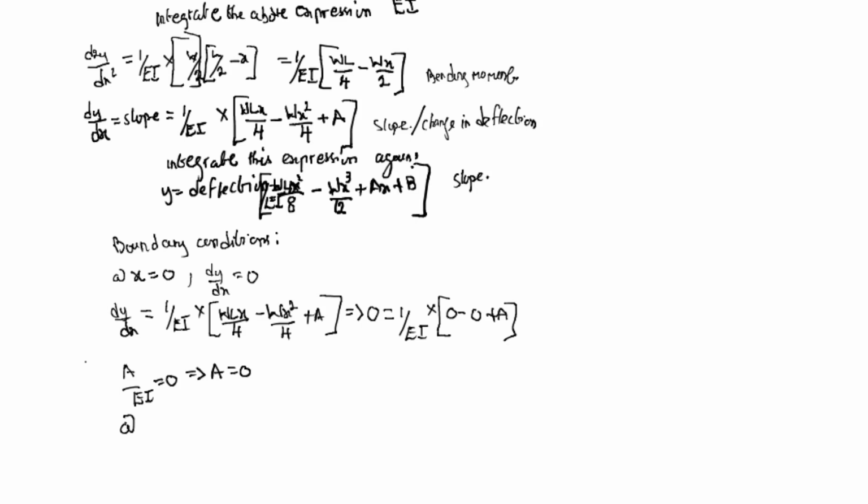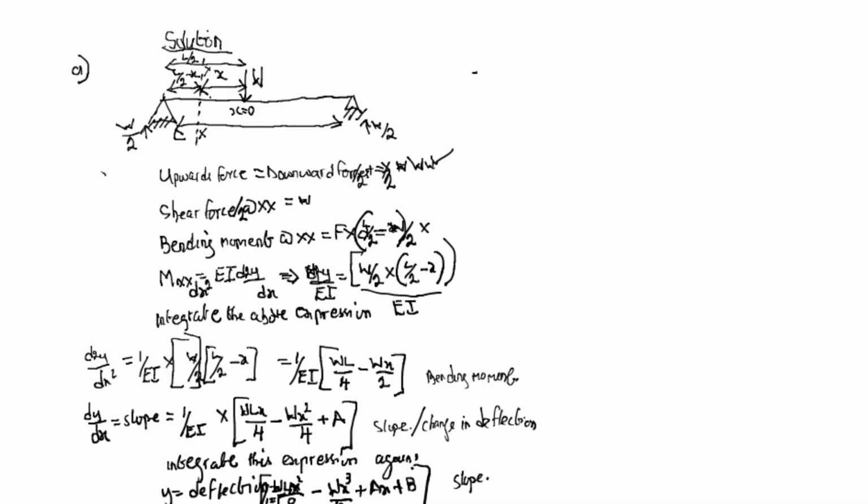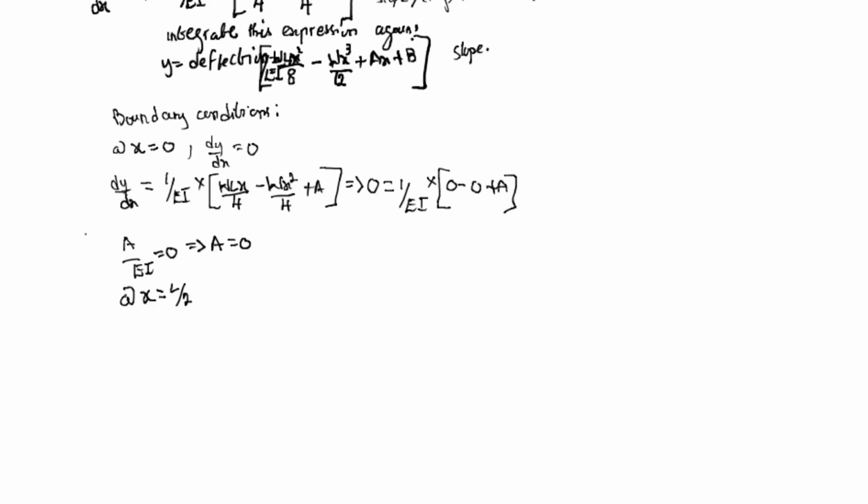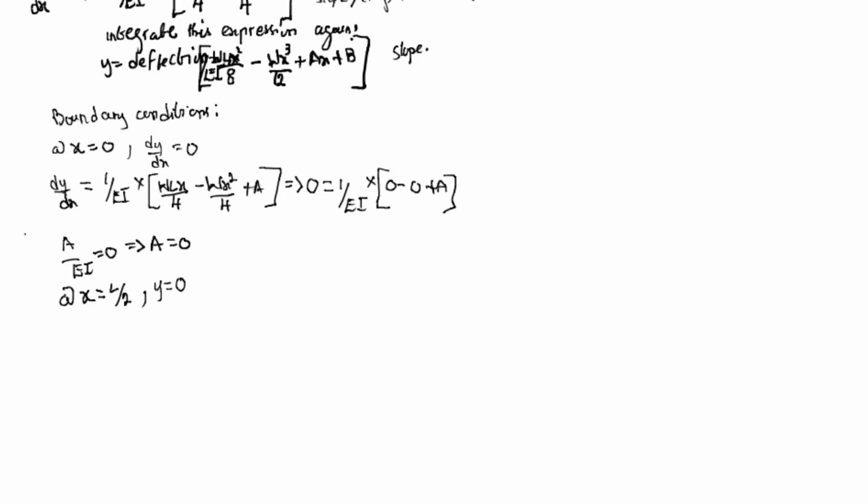The second condition is at x equal to L over 2. From the diagram here, from this point where x is 0, it increases towards the left up to the time it will reach this very point. Let's name it Q. At Q, x is equal to L over 2, that is half the length of the beam. So at such point, our deflection y would be equal to 0 because there would be no deflection at that stage.